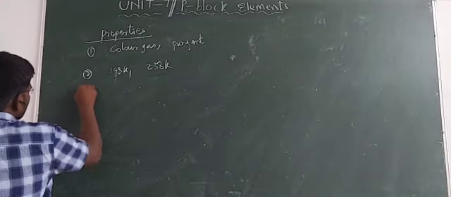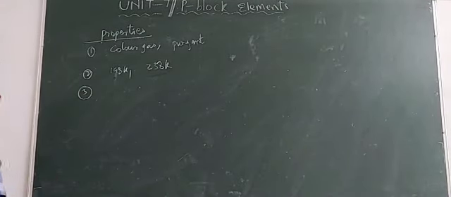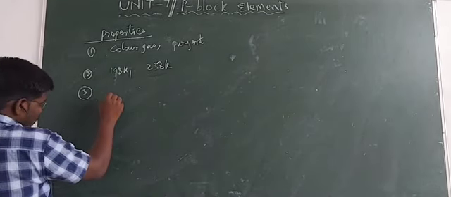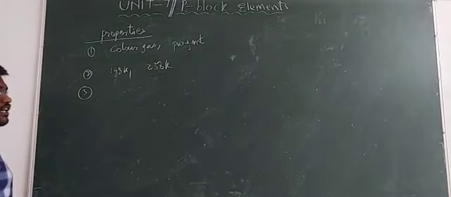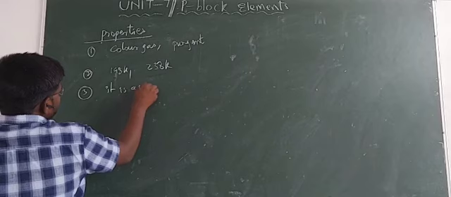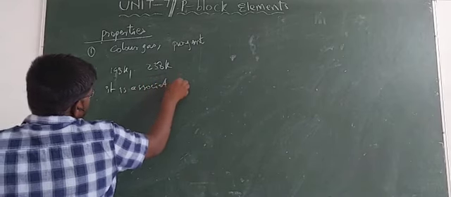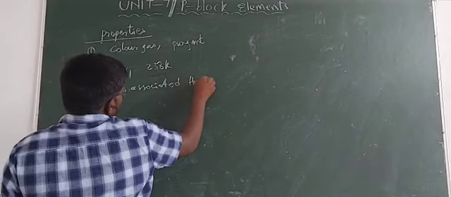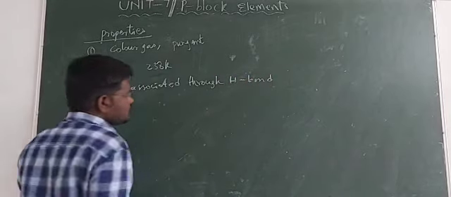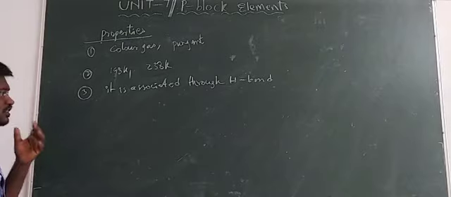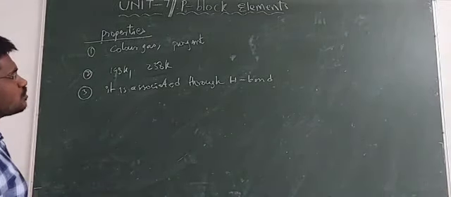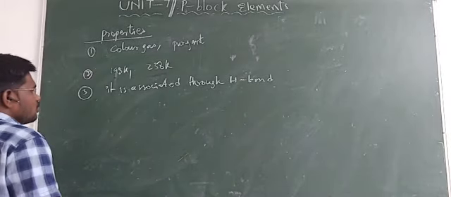And next, third one, it is associated to the hydrogen bond. So in ammonia, there is a formation of the hydrogen bond. It is associated to the hydrogen bond as in water. You know guys, in water, between the water molecules there is a hydrogen bond, like that. In ammonia also there is hydrogen bond. I will show you that.